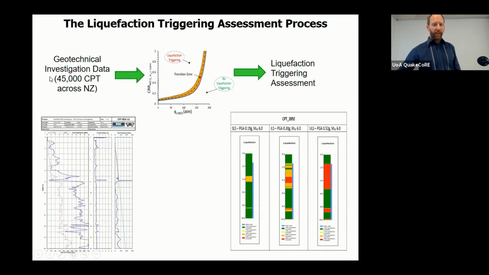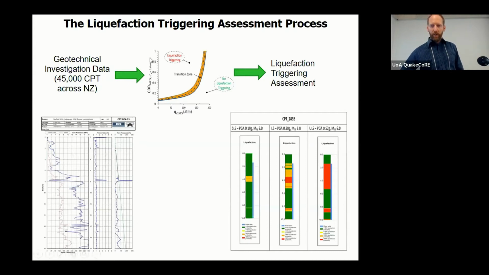Now, across New Zealand, 45,000 of these tests have already been collated in the New Zealand Geotechnical Database. Over half of those are in Christchurch, but the other half are throughout the rest of the country. So we could either come to a site and do some testing and evaluate the liquefaction, or we could actually make use of the data that already exists to give a bit of a sneak preview of what the hazard might be in different areas and do all types of regional modelling.